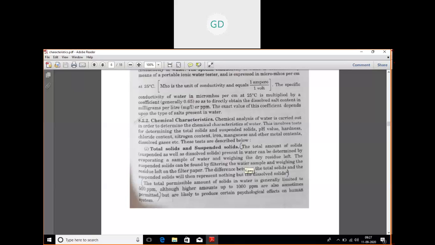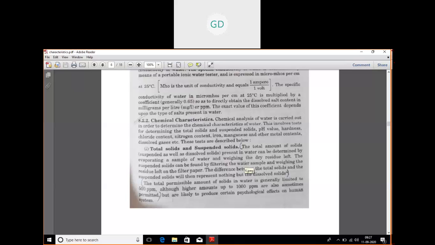Either you can put it in an incubator, or you can place it for 24 hours to let it dry. After drying, the residues will be present on that filter paper. Now you need to weigh that filter paper again. The weight will now be the filter paper plus the residues, or you can say the suspended solids.